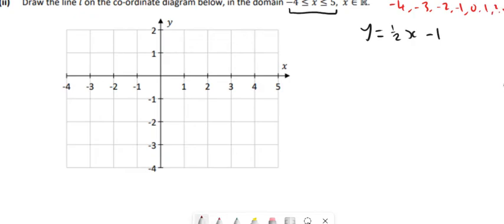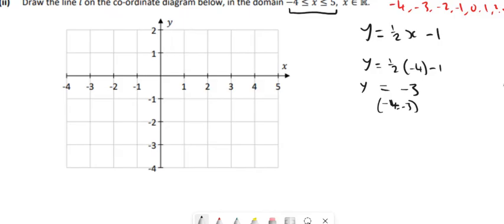So if you put in a minus 4 for x, then you get y equals a half times minus 4 minus 1, and that would end up being minus 3. So y equals minus 3, so therefore our point would be minus 4, minus 3. That would be a point. That will be on the graph.